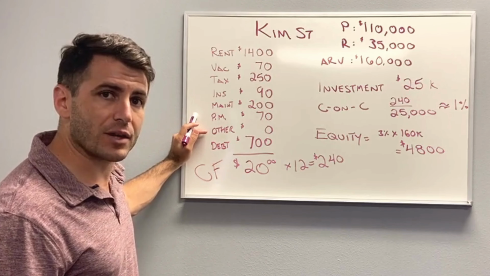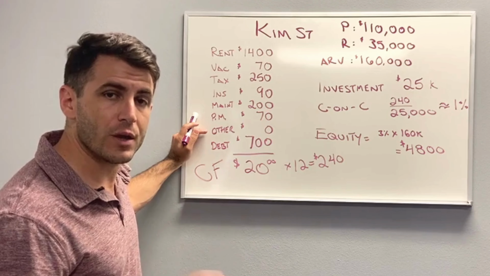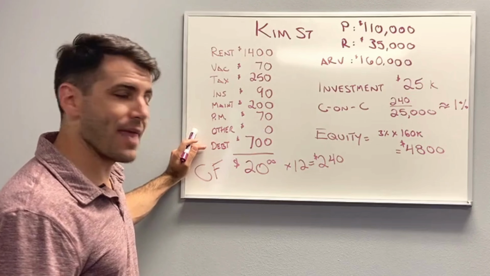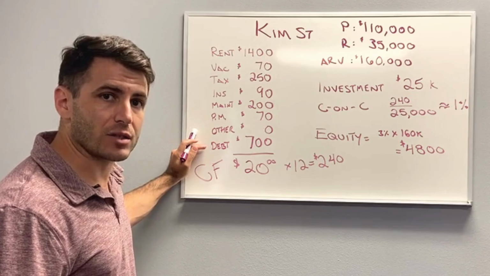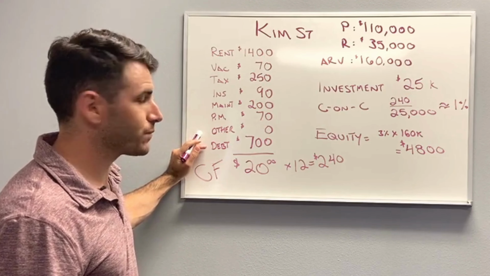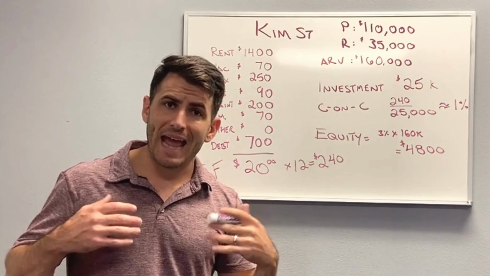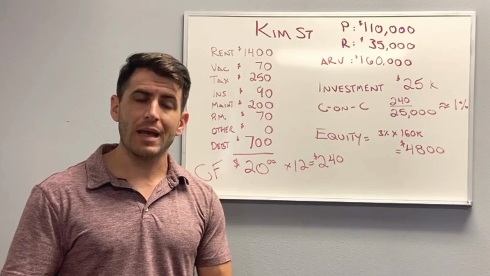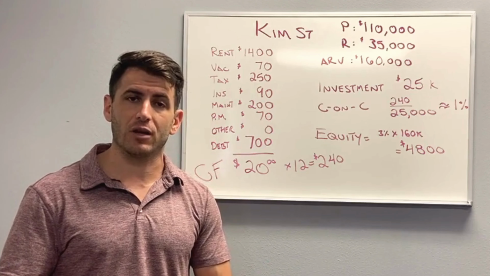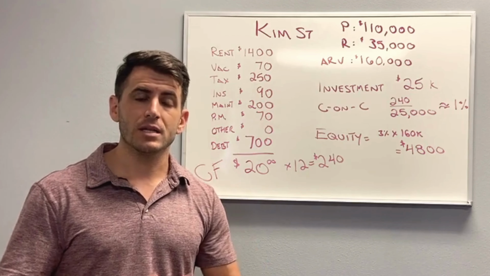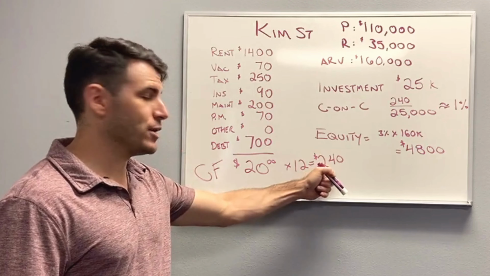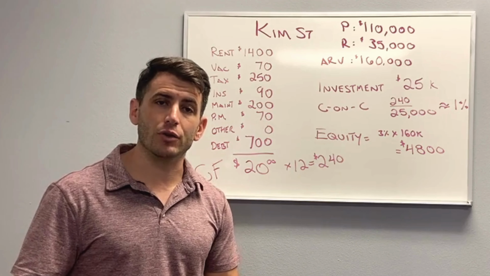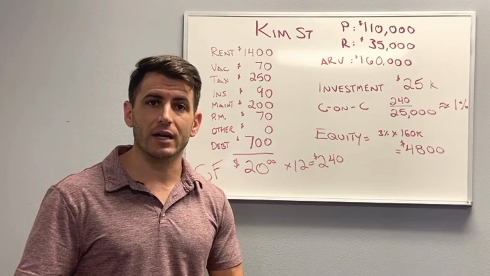I have no other expenses because it's a single-family home, so I pass those off to the tenants, and then my debt is $700 a month based on the loan that I got. So at the end of that month, I walk away with a whopping $20 in my pocket, barely enough to take my wife to Chick-fil-A for lunch once a month. Times 12, that means on an annual basis, I bring in $240 a year.